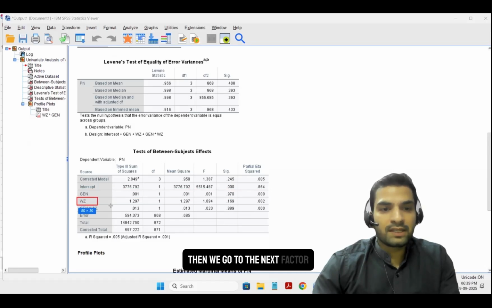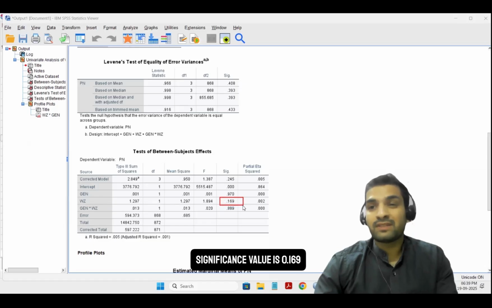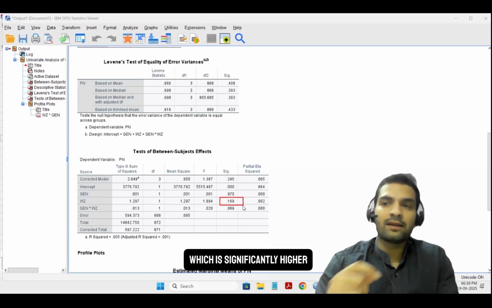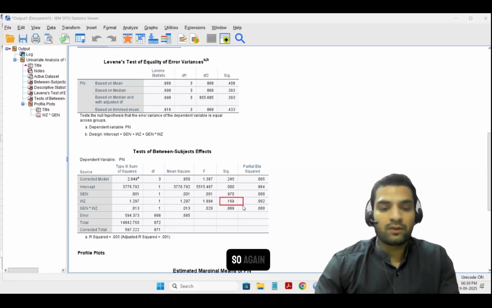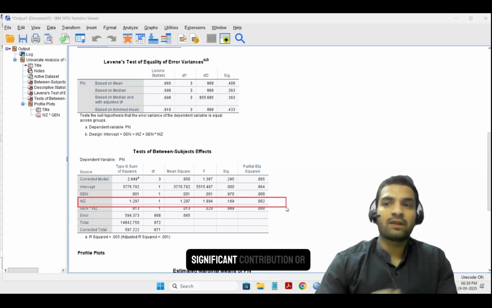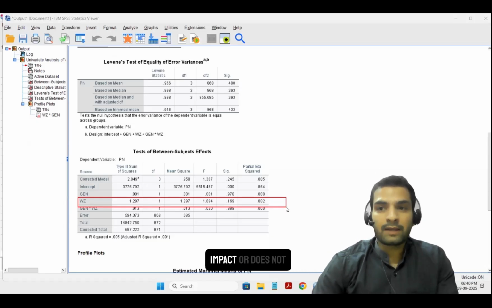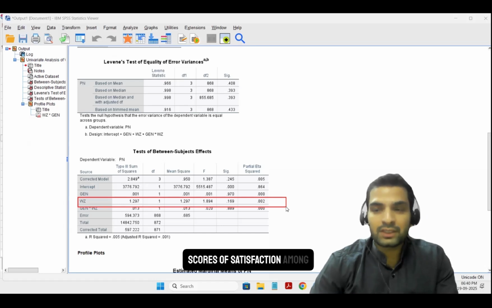Then we go to the next factor, which is work location, and we can see that the significance value is 0.169, which is significantly higher than 0.01 and 0.05 significance level. So again, we can interpret that work location also has no significant contribution or impact, or does not significantly influence the scores of satisfaction among employees.